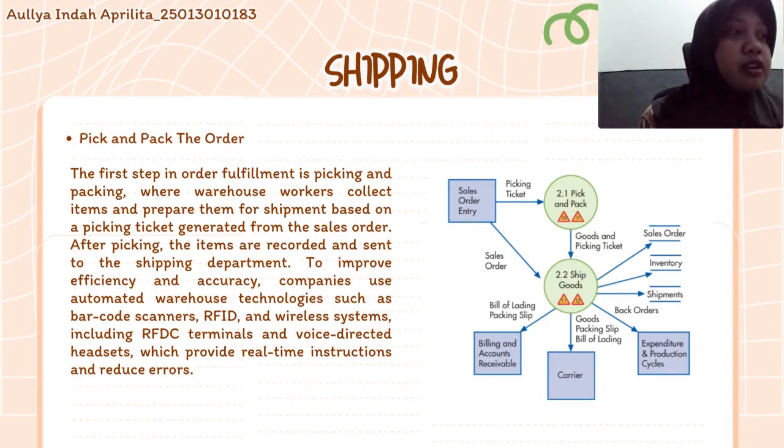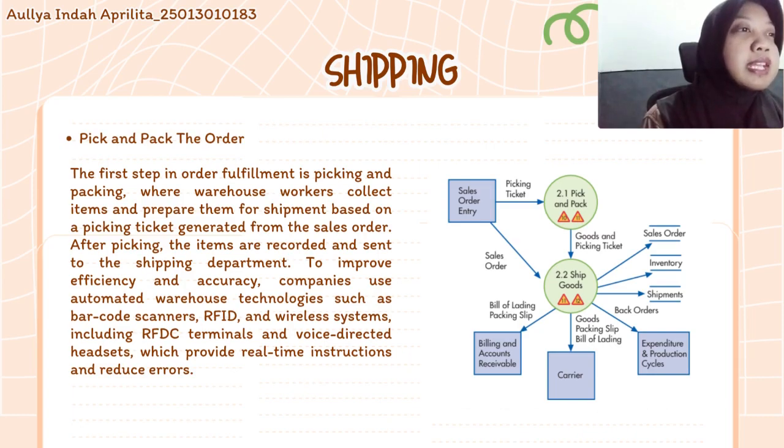This process consists of two steps, and the first one is picking and packing the order. It is the step where warehouse workers collect items and prepare them for shipment based on a picking ticket generated from the sales order. After picking, all the items are recorded and sent to the shipping department.